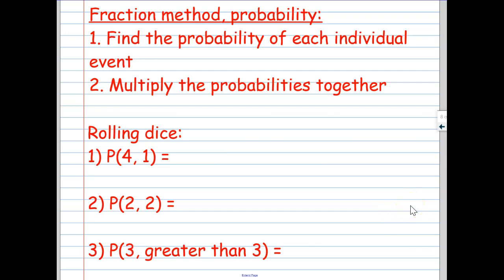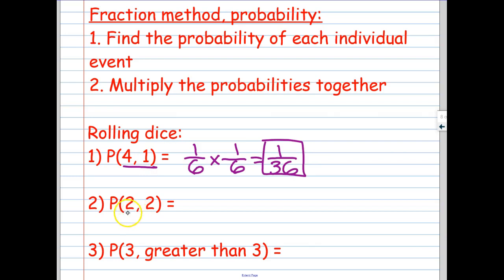All right, so our fraction method, instead of the table, the list, or the tree, because sometimes we don't need all that, is to find the probability of each event and then multiply them together. So if I think about rolling a die here, the probability of rolling a 4 is 1 out of 6. Probability of rolling a 1 is 1 out of 6. And I multiply across and I get 1, multiply across and I get 36. I have a 1 in 36 chance of this happening.